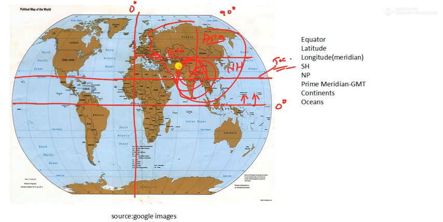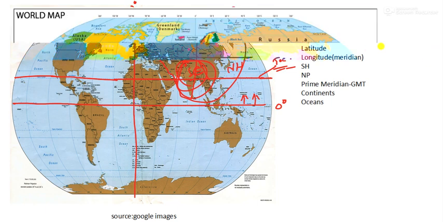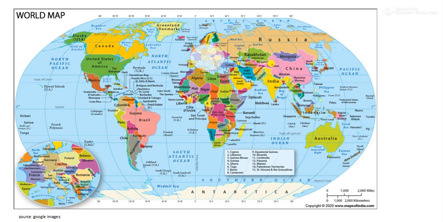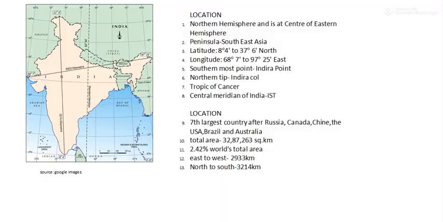Okay. So now let us start our chapter. Yes, you can see India here again. It is located in Northeastern Hemisphere, right? And in Southeast Asia. Okay. So first we'll see the location. Now your chapter starts. Before that, you should know whatever I have discussed till now.